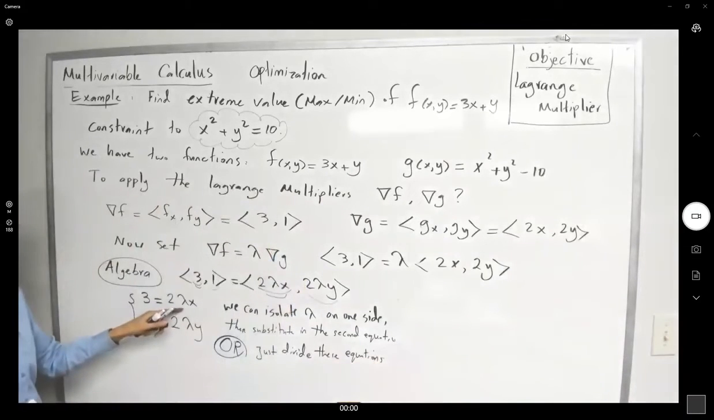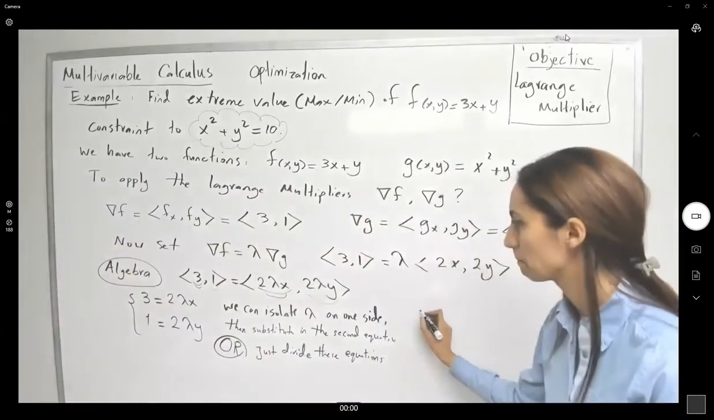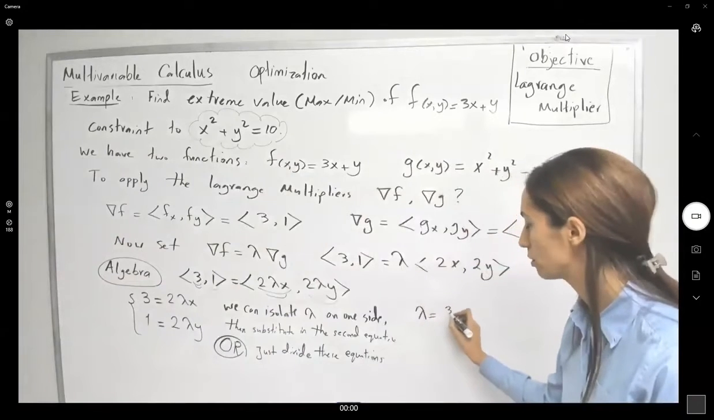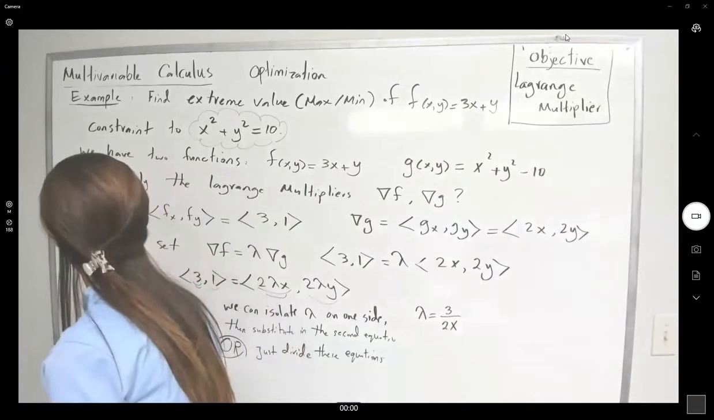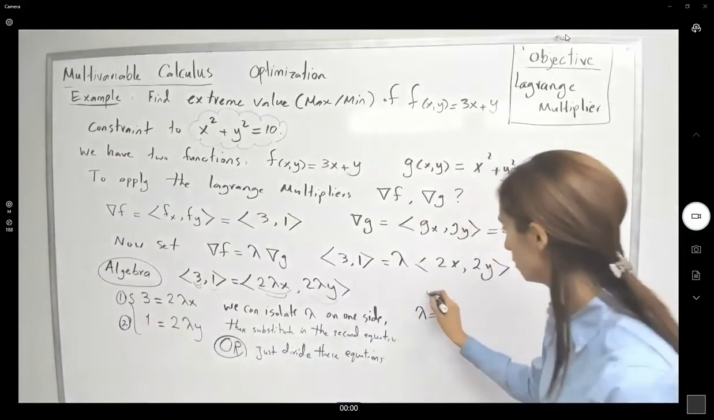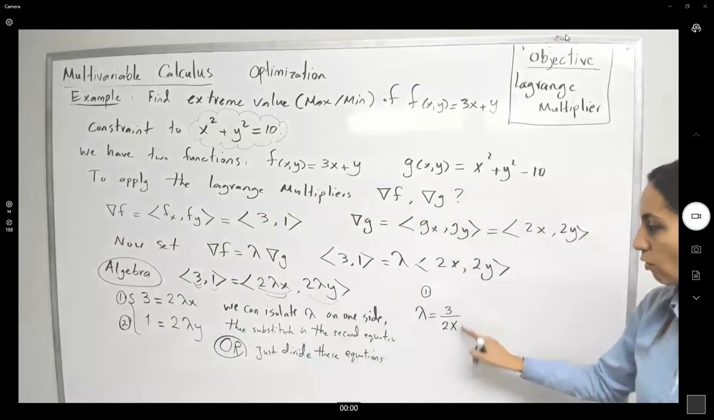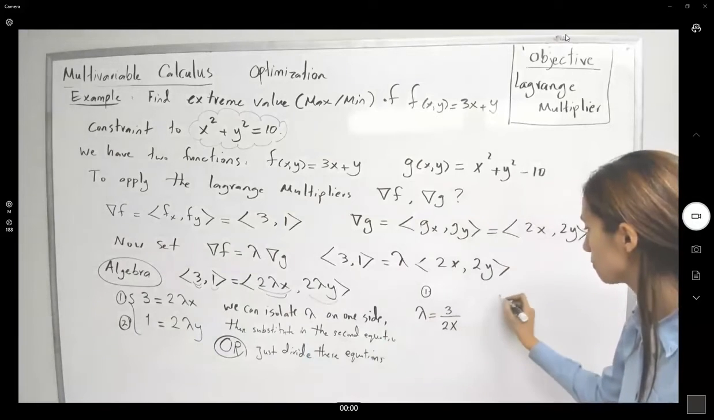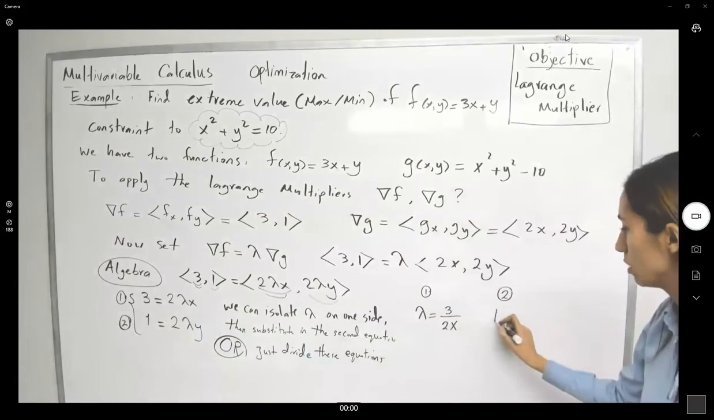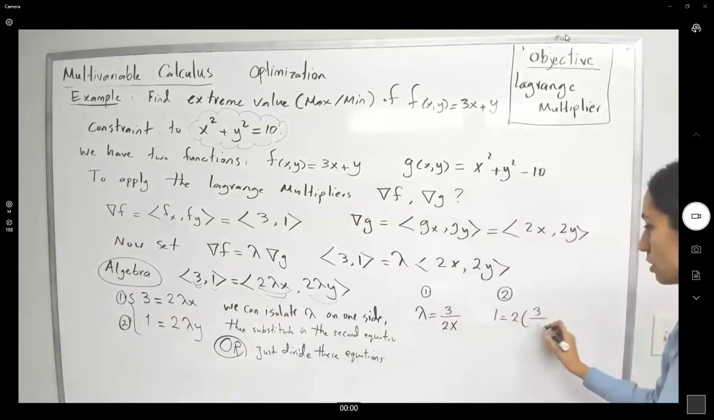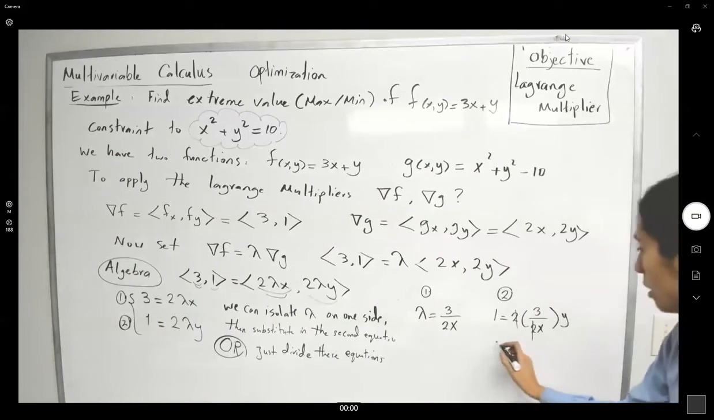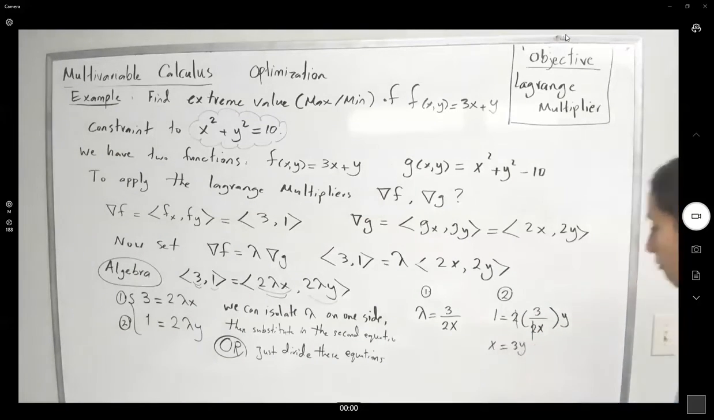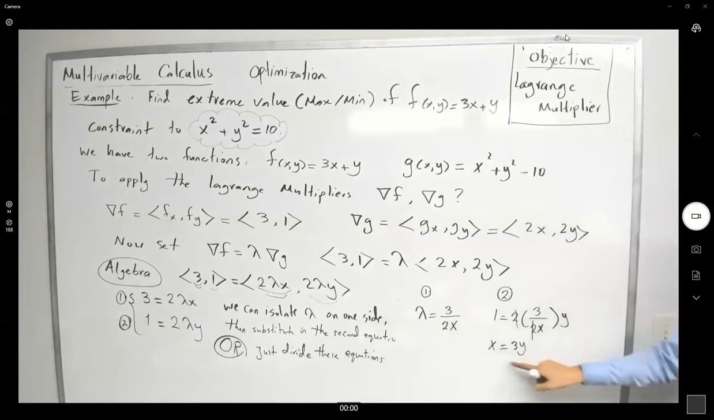Okay, if you isolate lambda on one side, you get lambda equals 3 divided by 2x. So let's call it 1 and 2. From 1, lambda is 3 over 2x, and substitute in 2. From 2, you get 1 equals 2 times 3 divided by 2x times y. You're finding a relation between x and y. So x is equal to 3y. I found the relation between x and y.